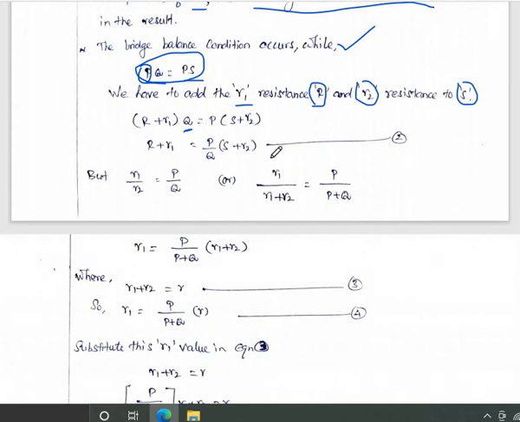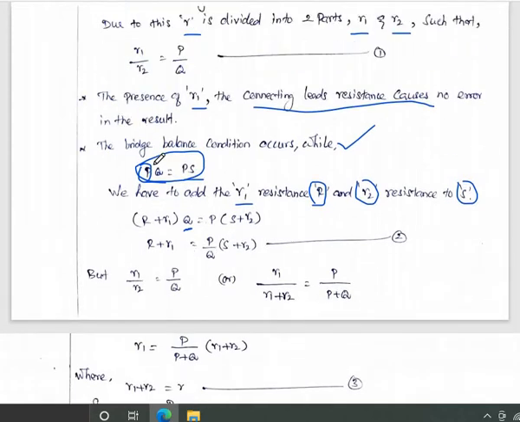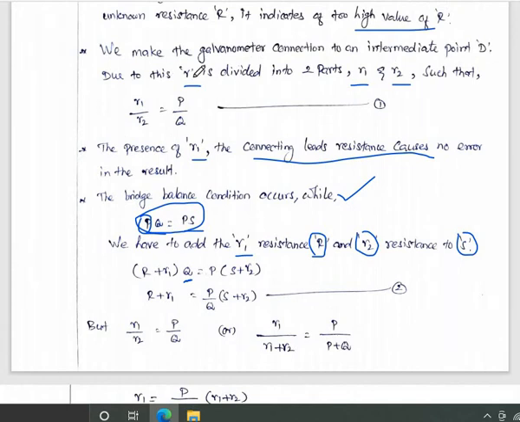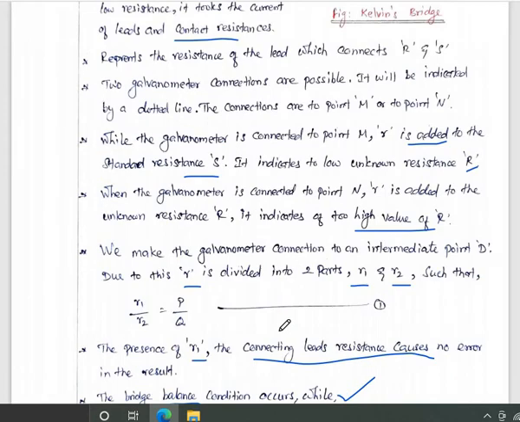So S plus R2. Here we already know the concept: when the circuit is balanced, the ratio is the same, and at the same time the P by Q ratio is equivalent to R1 by R2 resistance. So here we have to take the value of R1 divided by R2, P divided by Q. The same equation will be rearranged, because the resistances are in the form of series and parallel combination. Just series and parallel combination.